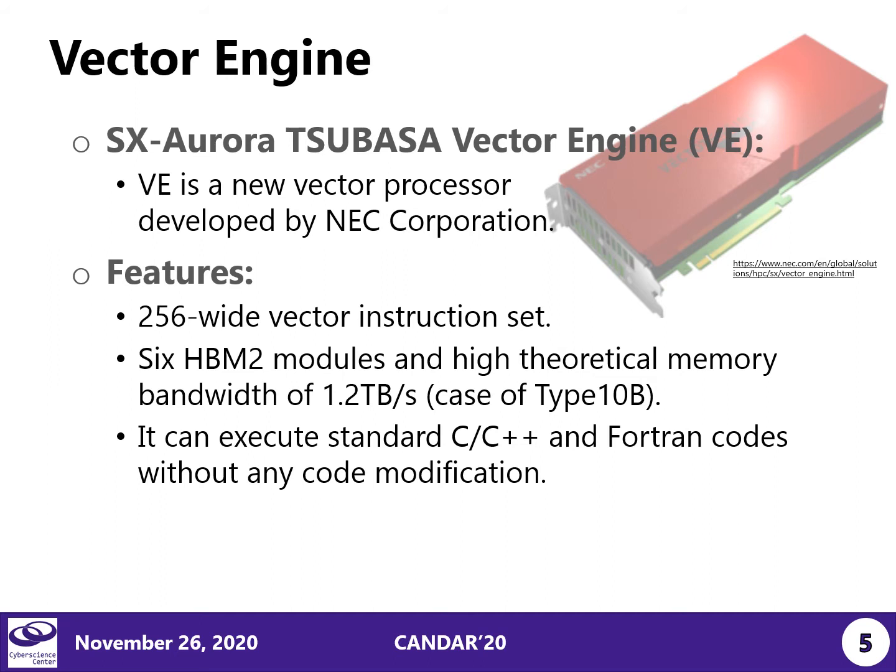Second, very high memory bandwidth. Main memory of vector engine consists of 6 HBM2 memory modules and achieves 1.2 TB/s theoretical memory bandwidth in the case of Type 10B model. Thus, vector engine has both powerful computational resources and wealthy memory capability. We can say that the vector engine is one of the most well-balanced processors.